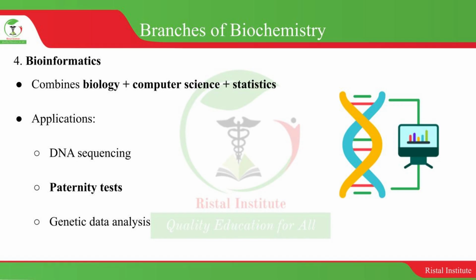And then the last branch of biochemistry is what we call bioinformatics. With this, we are combining the study of biology, which allows us to understand the different processes within a cell, their structures and everything, with computer science and statistics to be able to generate what we call biological data, and then interpret this data and reach conclusions.